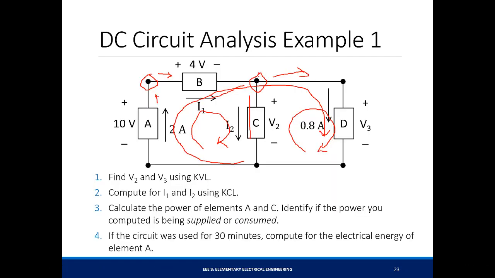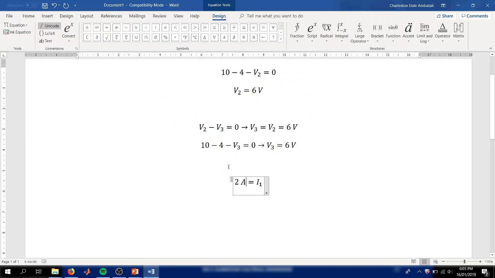For this node, there's I1 going in, I2 going out, and 0.8 amperes going out. So you can now solve for I2 using KCL. All the current going in is just I1, and that is equal to the sum of the currents going out, that's I2 plus 0.8. So we can now solve for I2.